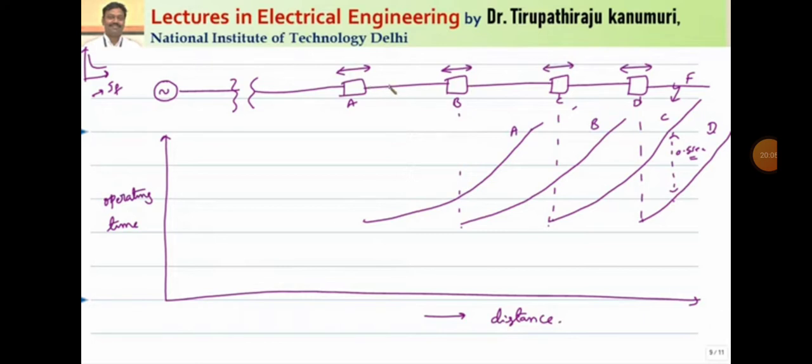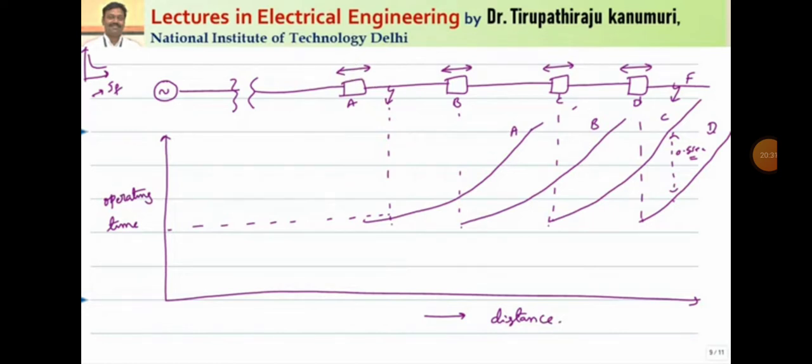Let us assume the fault happens near to the source. If the fault happens near to the source, you can see the time of operation is minimum. If the fault happens far from the source, then the time of operation of relay number A goes on increasing. So this is the advantage of going for the inverse time characteristics. I hope the inverse time characteristics are clear to you.